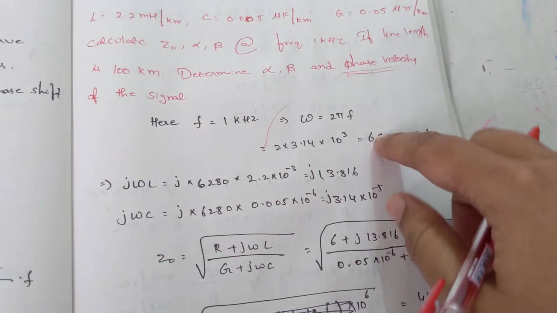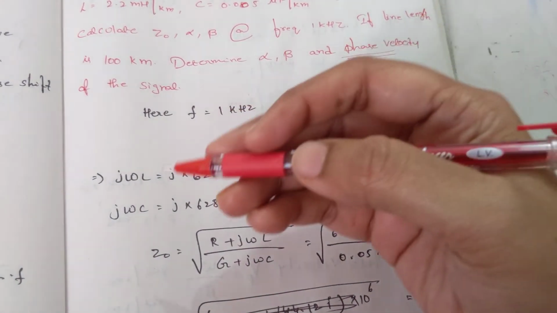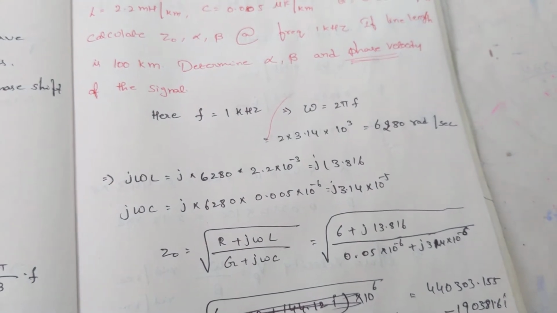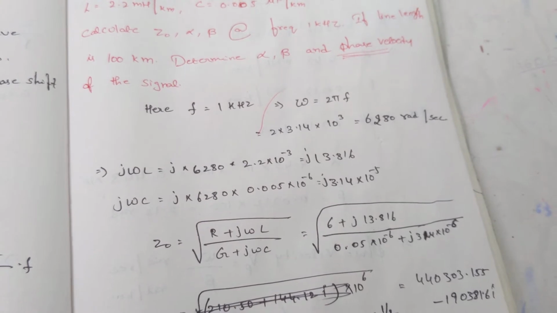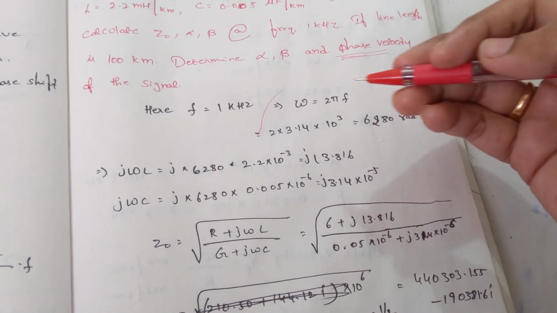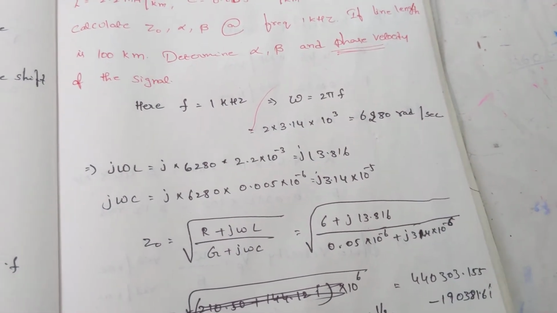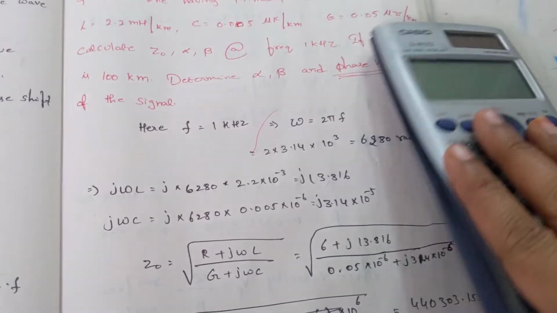I know omega. So for ease of convenience, instead of finding j omega L in every step, that means in finding Z naught or alpha, beta, I find these two terms in advance, and later I simply substitute those values. Okay, so now I just solve the problem.